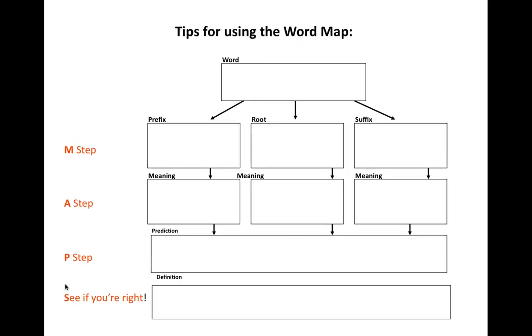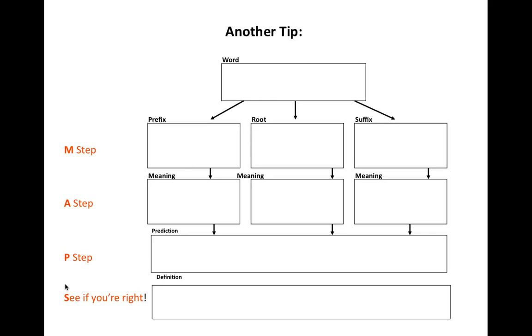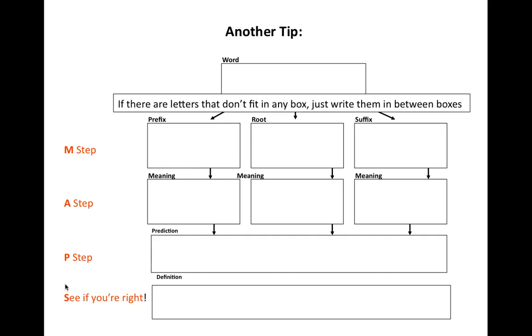Here are some tips for using the word map. If a word has a compound prefix or suffix, divide the box in half like this to make room for both. Another tip. If there are some extra letters in a word that don't fit in any of the boxes, write the letter or letters between the boxes. Many times these letters serve the purpose of making pronunciation easier.